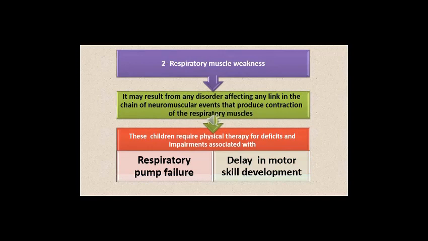تاني حاجة هنتكلم عليها اللي هي respiratory muscle weakness. It may result from any disorders affecting any link in the chain of the neuromuscular events that produce contraction of the muscles. Children usually require physical therapy for deficits or impairments associated طبعا مع respiratory failure or delay in the motor skill development.